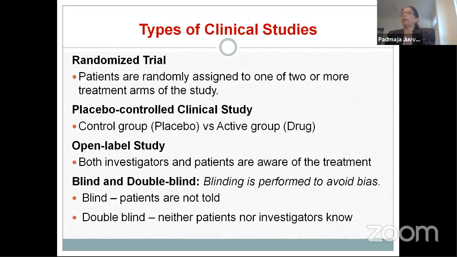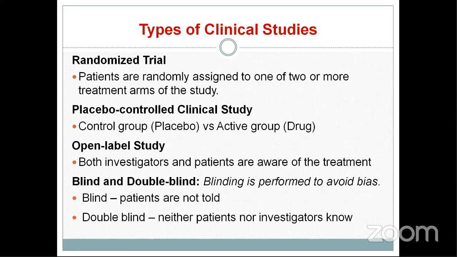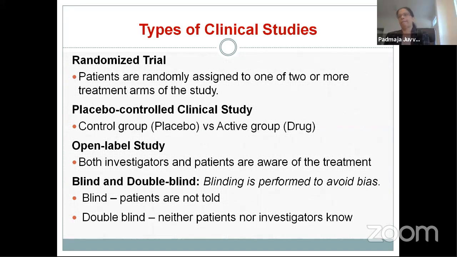And then we talk about the blinded and the double-blinded studies. The reason why blinding is performed is to avoid bias. When the patients are not told what they are receiving, whether the smaller dose of drug, the higher dose of drug, or the placebo, the patient is not aware. They just receive something. And double blind means neither the patient knows nor the investigator knows. And this is very critical to have a double blind study in the phase 3 trials.